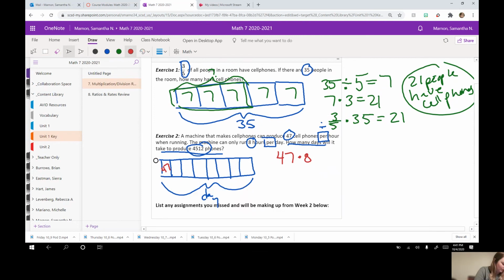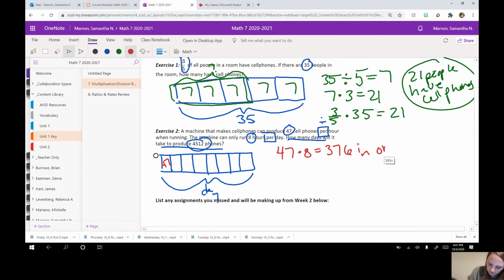So I'm going to get my calculator out. I'm going to type in 47 times 8. You should also be getting your calculator out and doing the same thing. 47 times 8 is 376, and this is in 1 day. So let's just label it, in 1 day. So if we know it's 376 in 1 day, we need to figure out how long it takes to make 4,512 phones.